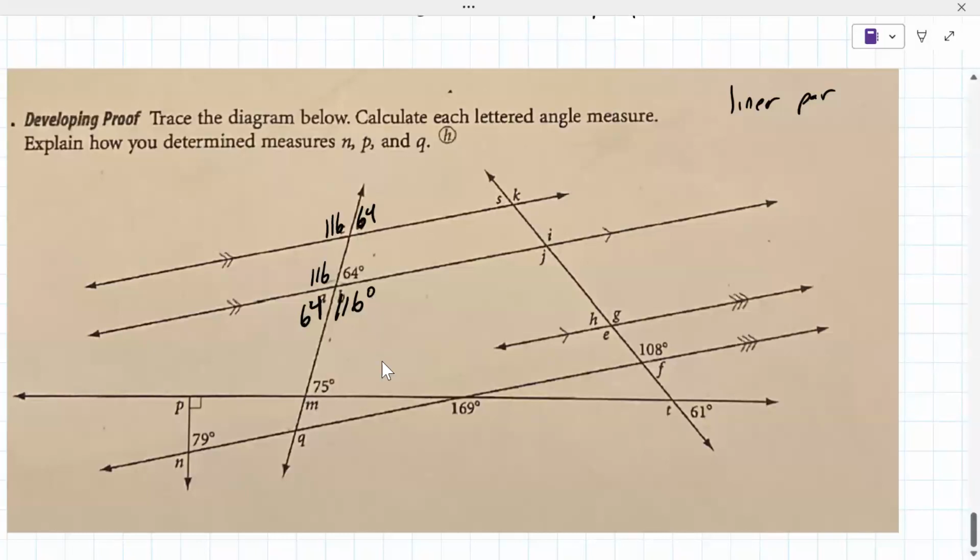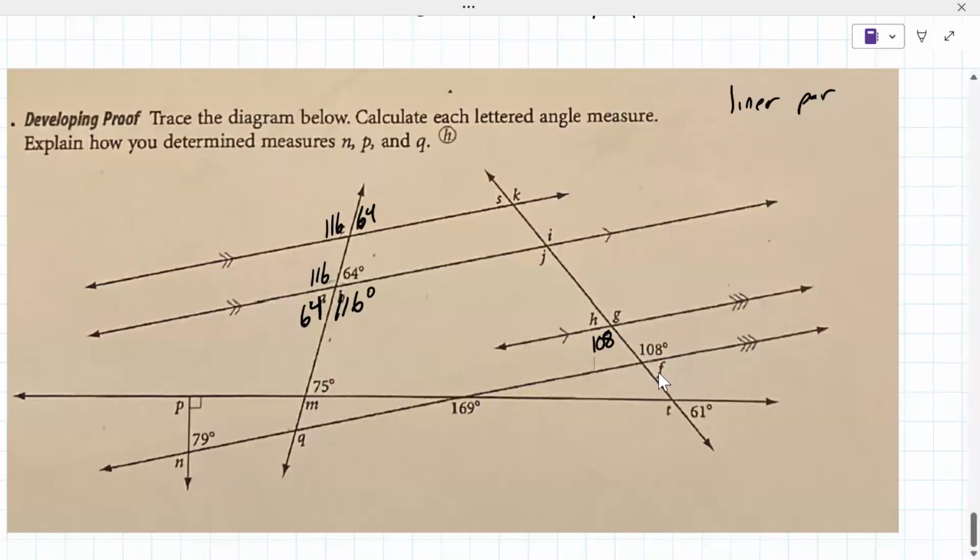Now, if you get a problem like this, you normally do the letters in order, almost always. So we're over here to E. We got a parallel line, we got a line here and a line here. E is congruent to what number? 108. Yeah, that's what I meant. Okay.